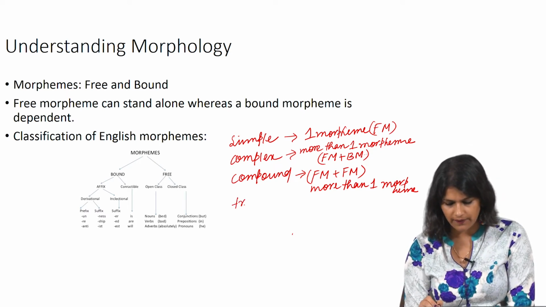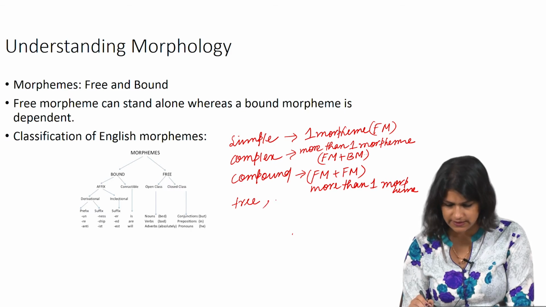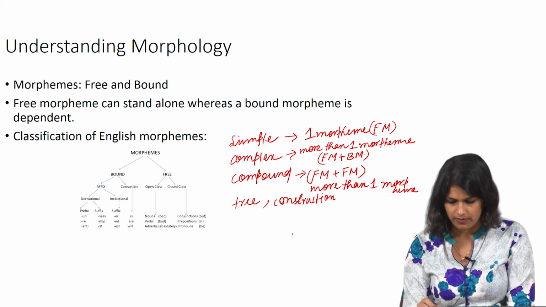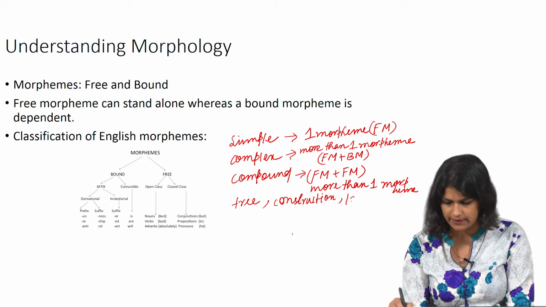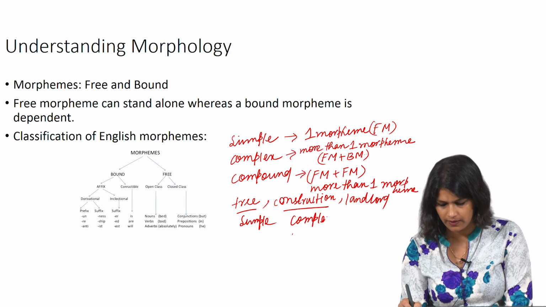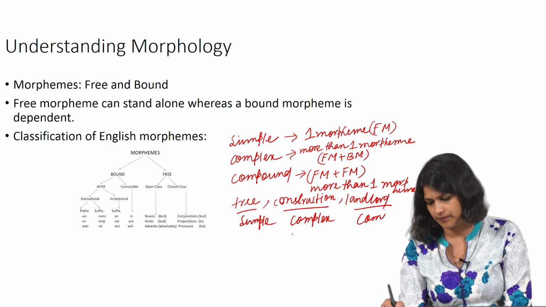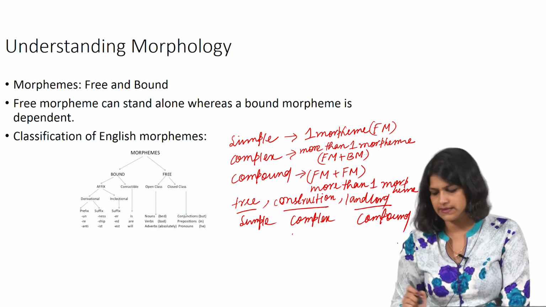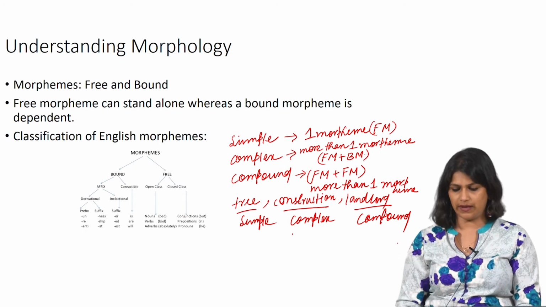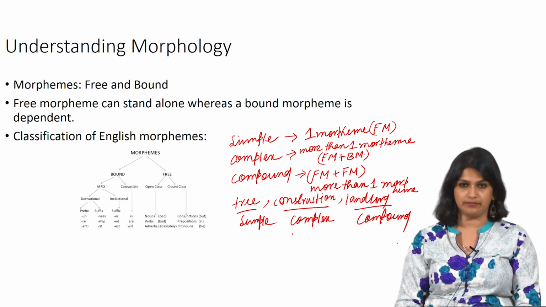So, "tree", the examples that we have already discussed, then we have "construction", okay. Then we have a word like "landlord". This is a simple word, this is a complex word and this is a compound word. In the next class, we will analyze why, and I hope you got the idea, the way I have mentioned the rules.